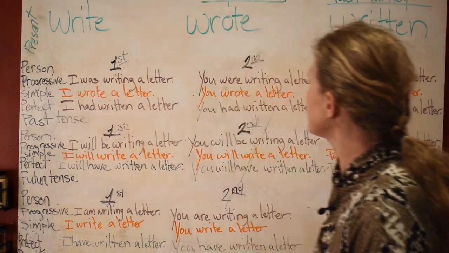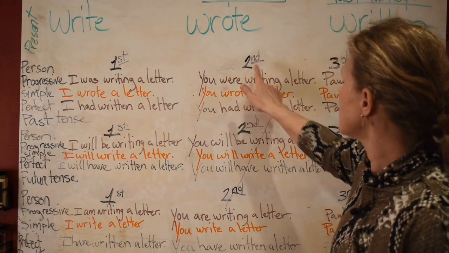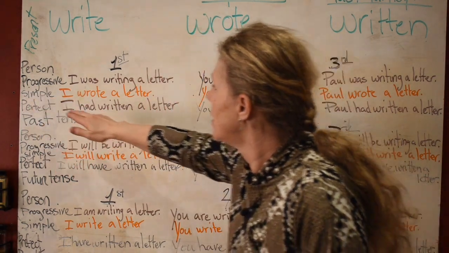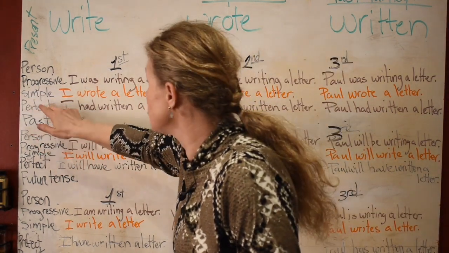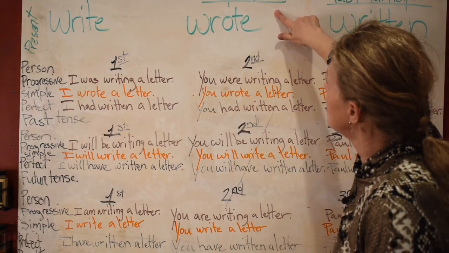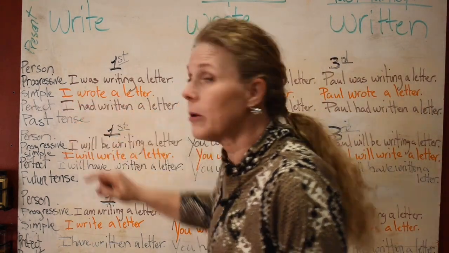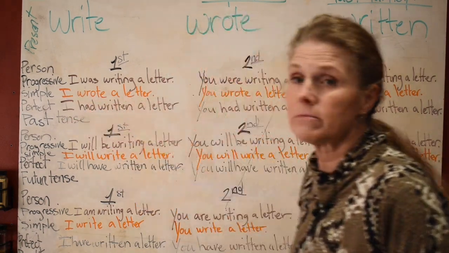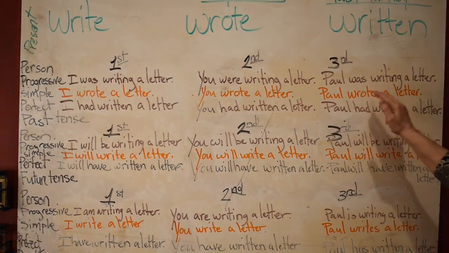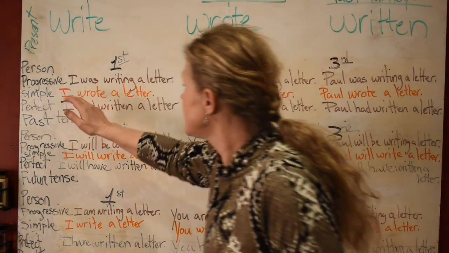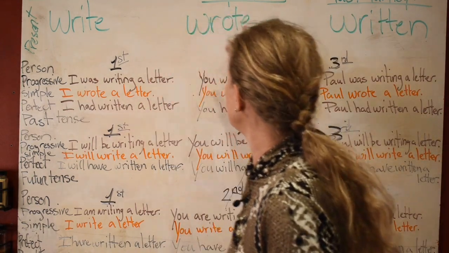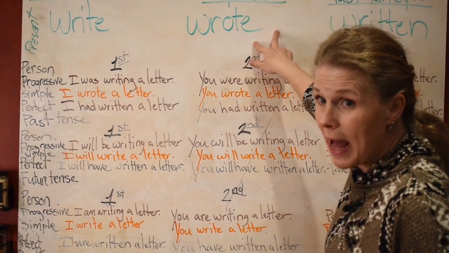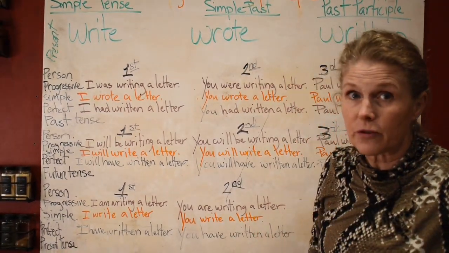You're adding your auxiliary verb, and then were for singular. Now, look at the simple tense. Simple past. You need to remember, this is simple past. So now, it's singular, but we do not use an auxiliary verb with this. So we just say, I wrote a letter. You wrote a letter. Paul wrote a letter. It's simple and easy. But since you're in the past tense, you have to use the simple past.